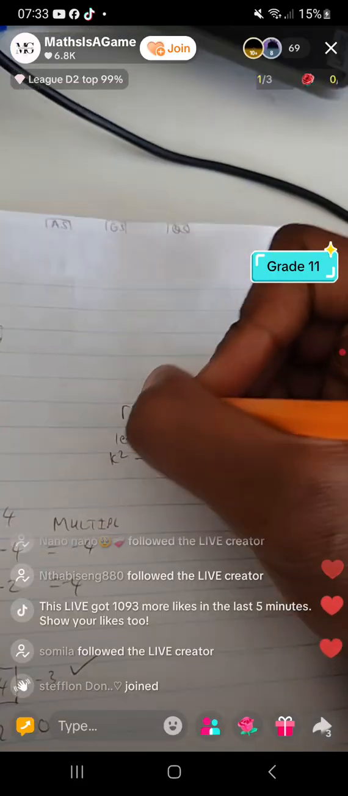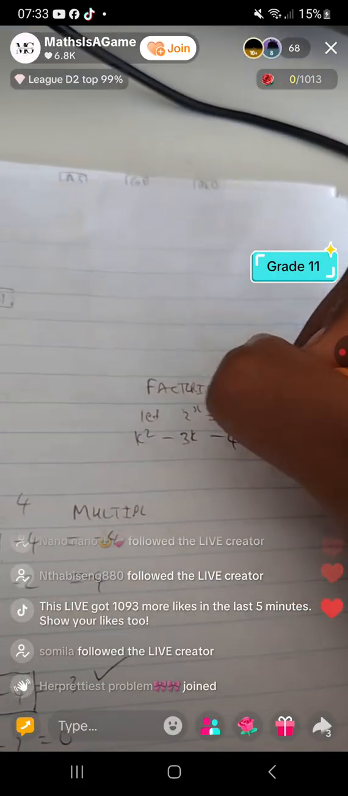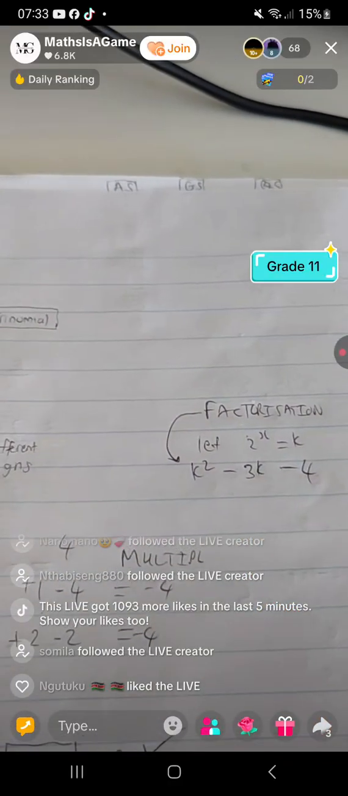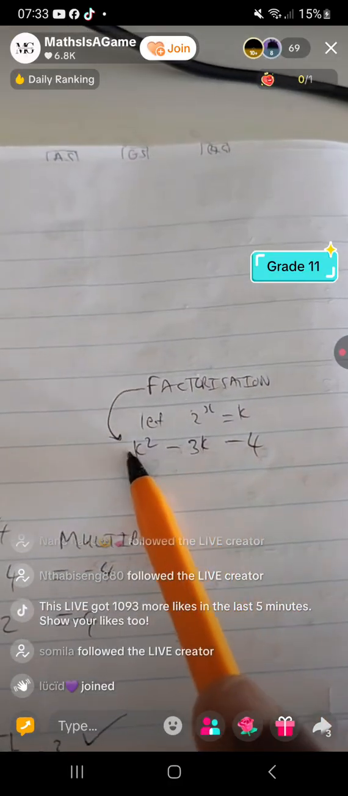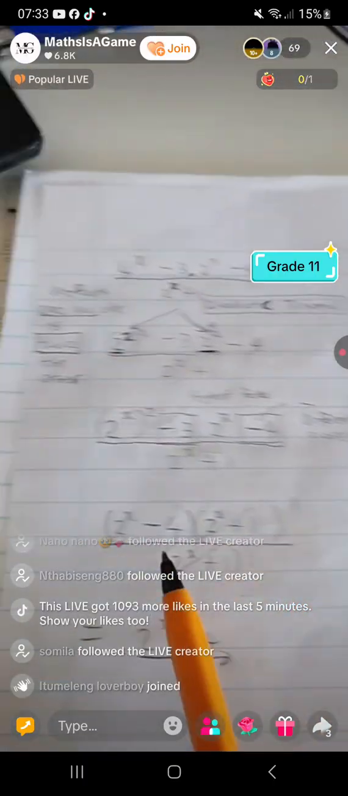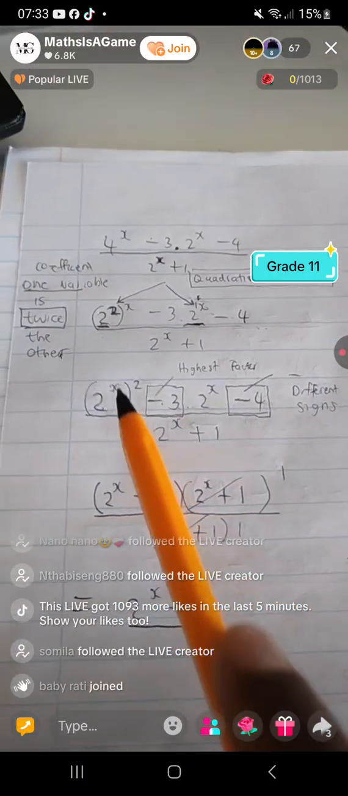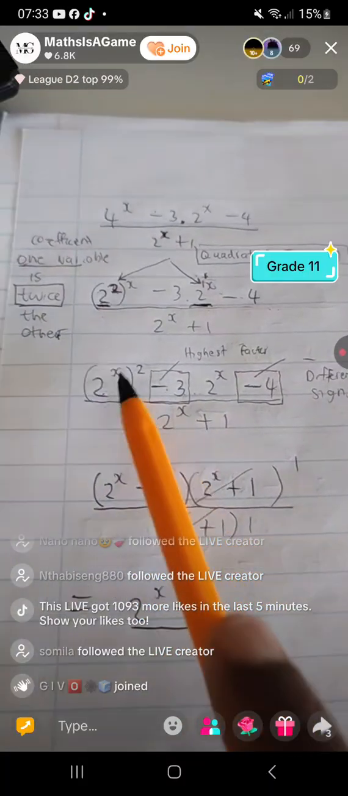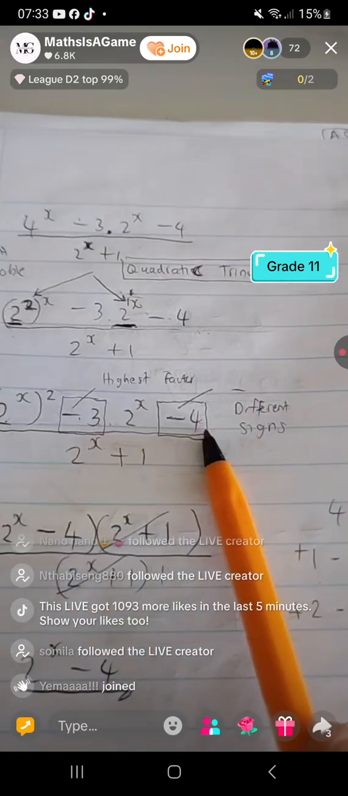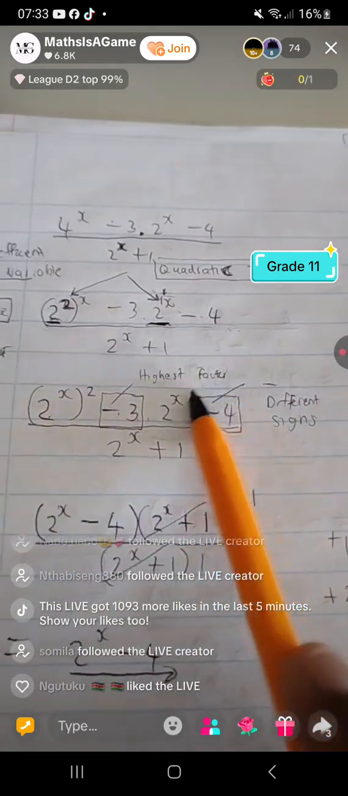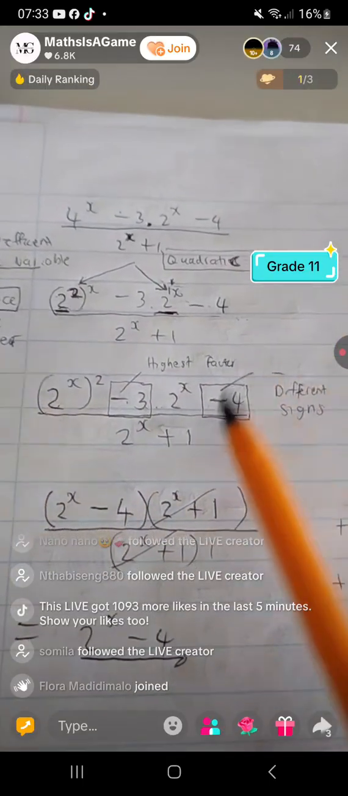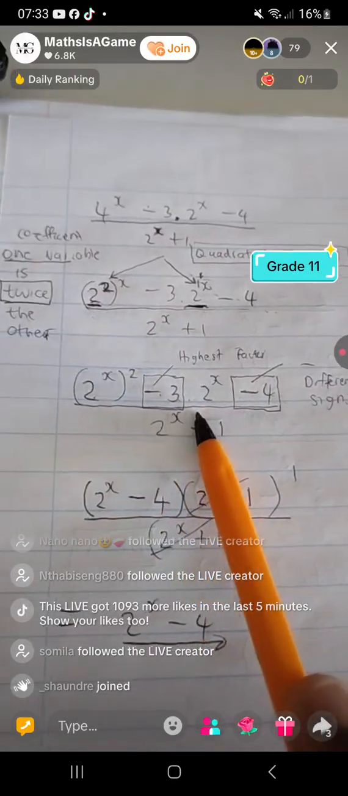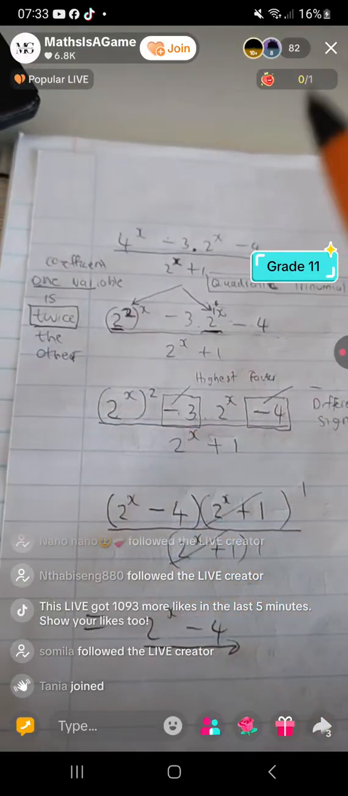So what type of factorization can we apply here? We can apply the factorization that you learned in grade 10 and in grade 9 when it comes to a trinomial such as this. So what you do is you open 2 brackets, the 2 to the power x squared, 2 to the power x times another 2 to the power x will give you this back. Then you ask yourselves, what are the factors of negative 4? When I multiply these factors, I must get -4. When I add these factors, I must get -3.